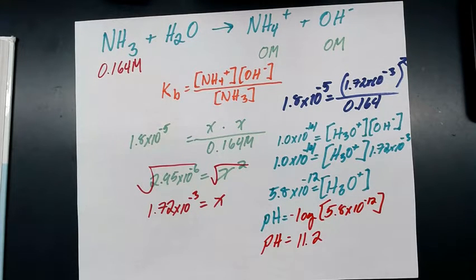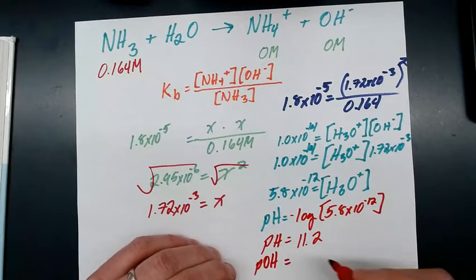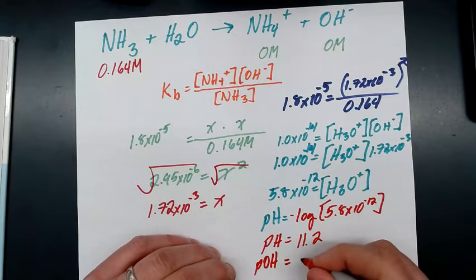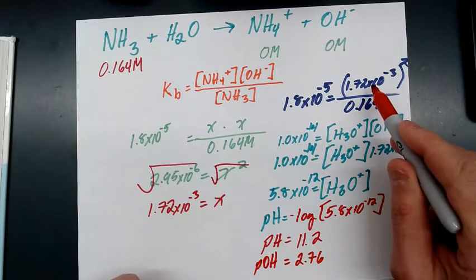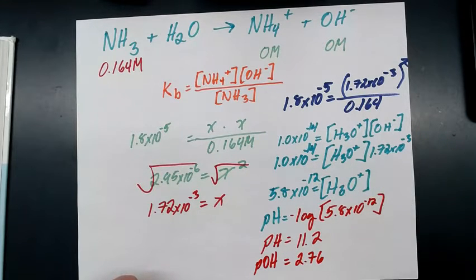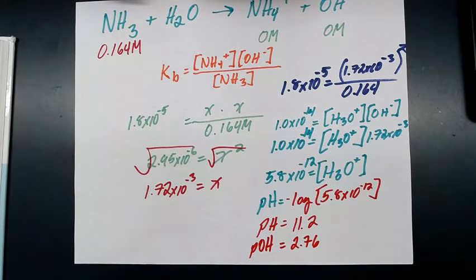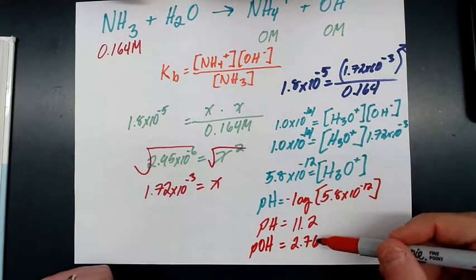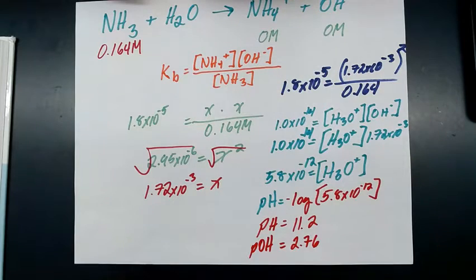And I know that pH and pOH go hand in hand, so I'm going to just subtract 14 minus 11.2 to get a number of about 2.76. But a check would be, let's take our concentration of hydroxides and take a negative log of that, and that would be the same number, 2.76. So what this is showing us is the concentration of hydroxides and the pH of a solution without any of our product. Well, the question isn't asking that.